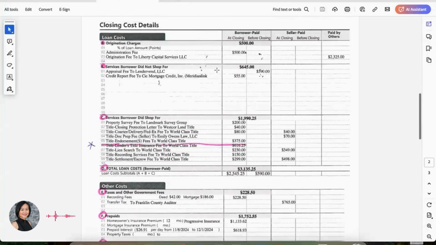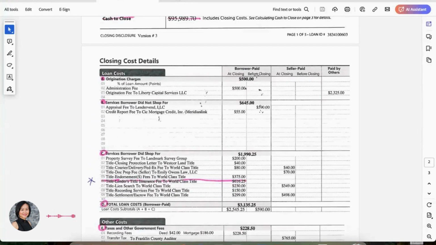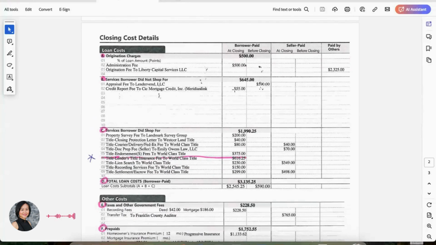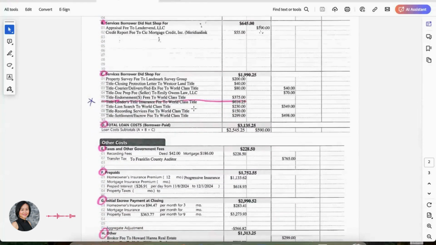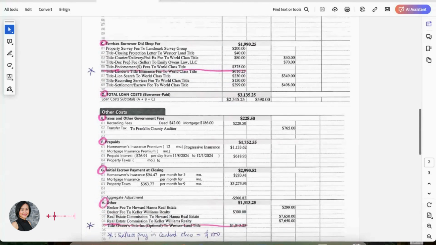Appraisal fee, pay attention, it says at closing and before closing. So you were already required to pay this appraisal fee before closing, so you don't have to pay it again. They just need to disclose it on here. Credit report is on there. And remember we talked about the lender title insurance in Central Ohio is paid by the seller. So technically you have all the fees here, but that one thing is paid by the seller. So just hang tight right there.